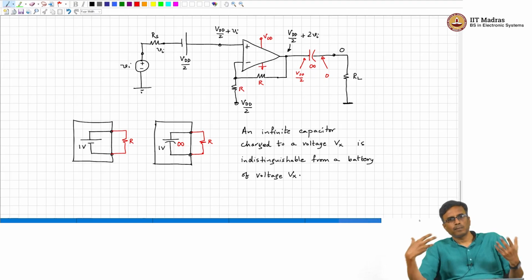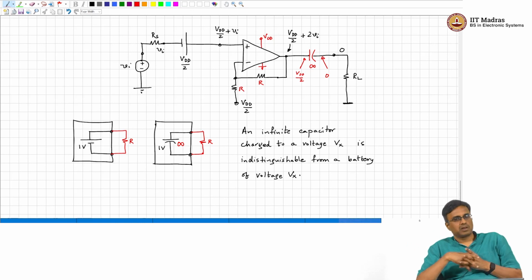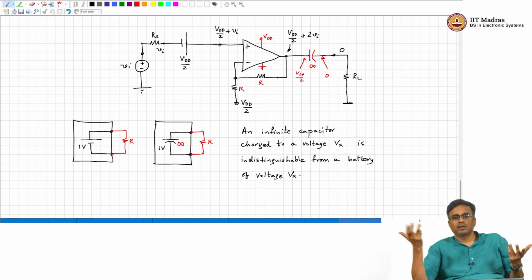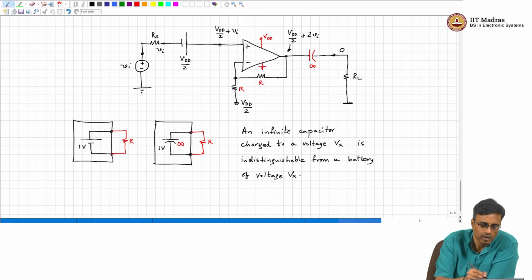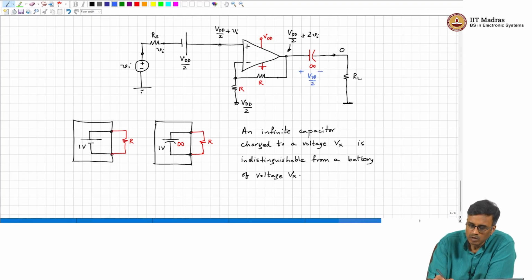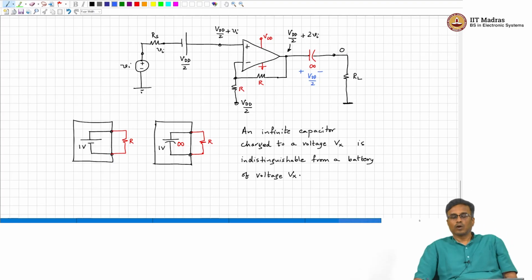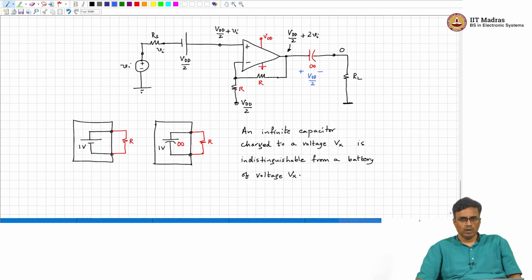So, therefore, it will hold that voltage. It is indistinguishable from a battery, and therefore basically the output there will be 0. The voltage across this infinite capacitor is VDD by 2. So, basically when Vin is 0, the output voltage is 0.